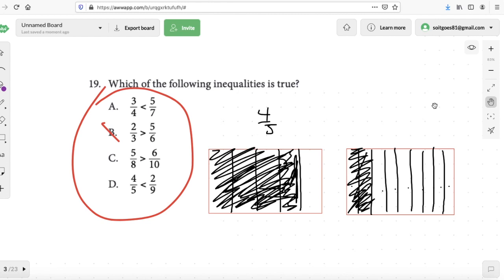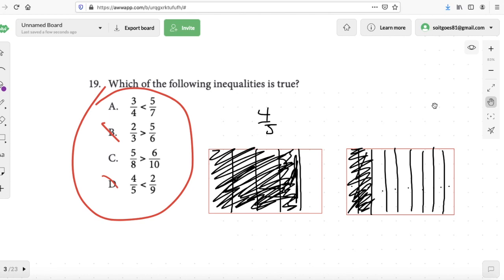That's not a whole lot, is it, Juliana? Not even half. I think pretty clearly 4/5 is bigger than 2/9. It's not less than, so I think we can eliminate answer choice D. Gone. Okay, so it's either A or C. I kind of skipped over C because those are kind of close.